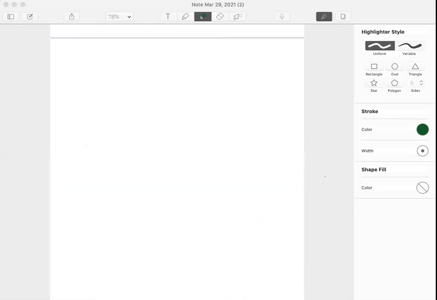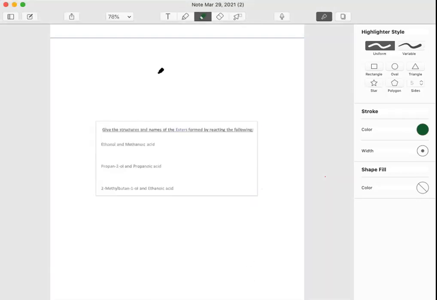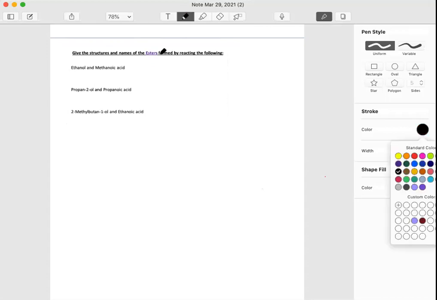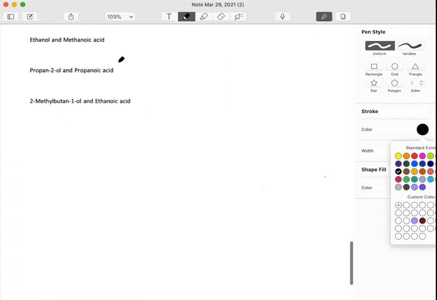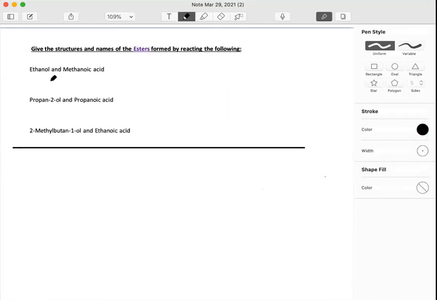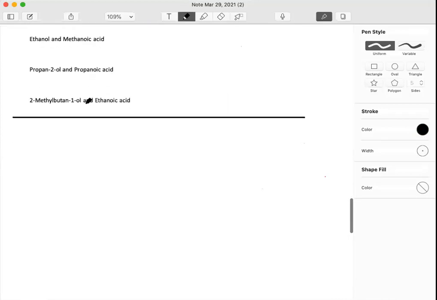So these were the practice problems in the lecture, and we'll make some derivatives of them. So let's try the first one here, and we will not stick to this. We'll just use this as a starting ground, and then we can make some derivatives of this. So we want to do ethanol and methanoic acid.